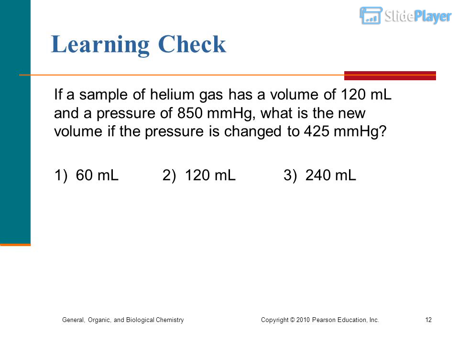Learning check. If a sample of helium gas has a volume of 120 milliliters and a pressure of 850 mm Hg, what is the new volume if the pressure is changed to 425 mm Hg? 160 milliliters, 120 milliliters, 240 milliliters.